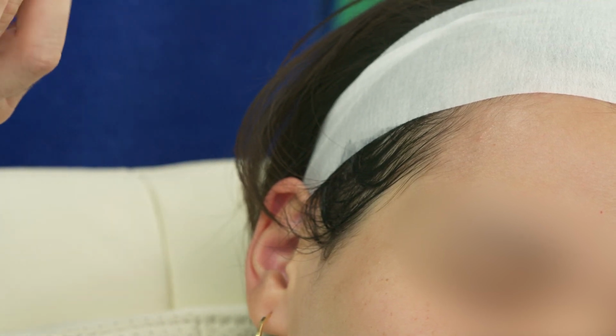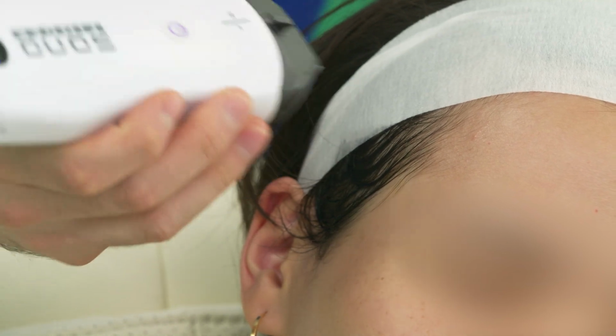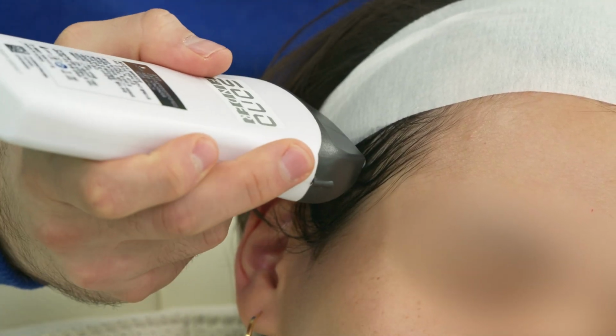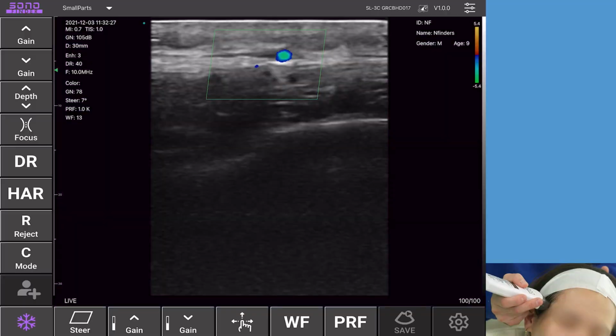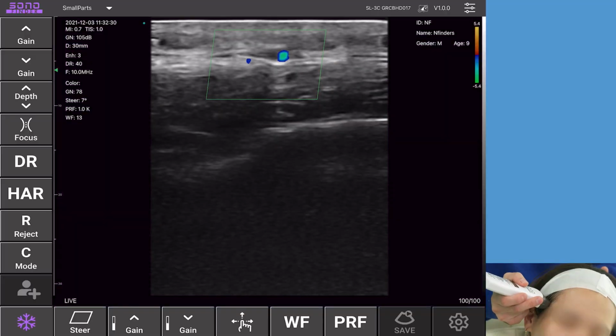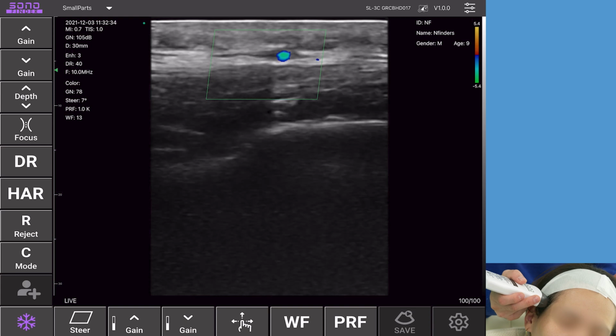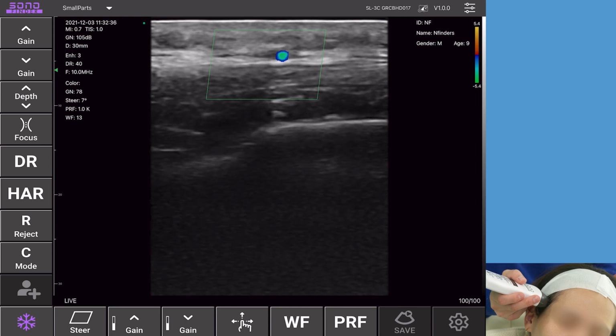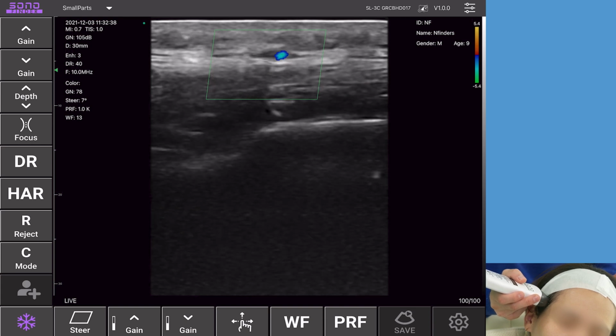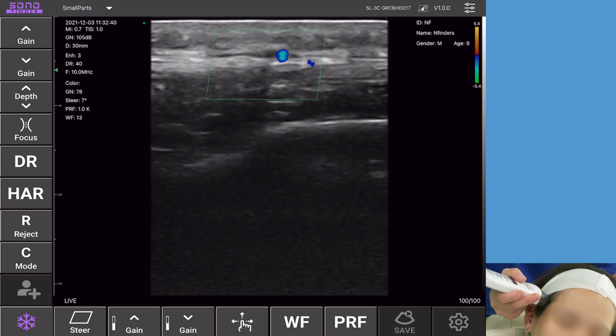We can start tracing the path of the superficial temporal artery using the color Doppler mode at the level of the eyebrow tail, near or inside the hairline. And then, to confirm, we will take the vessel with the aid of the pulse wave Doppler.